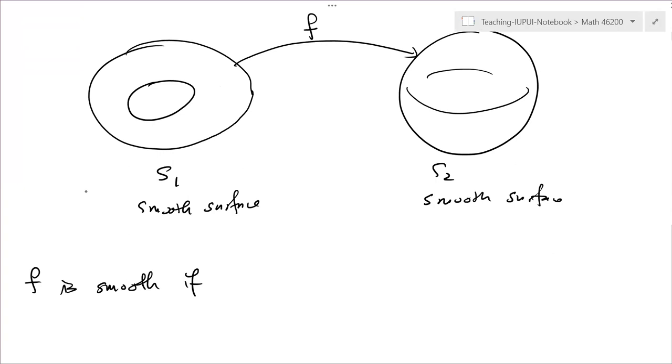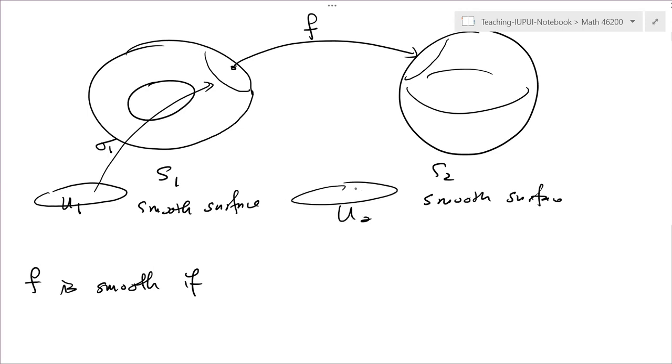How can I do that? What I'm going to do is take an arbitrary point. When I say smooth, it is in some neighborhood, right? So this area I'm going to cover by a regular surface patch, from U1 to that. Then here's the image area. I also take another surface patch, that's called sigma 2.